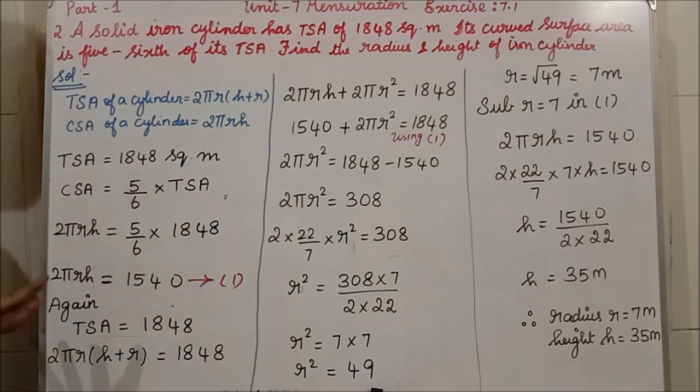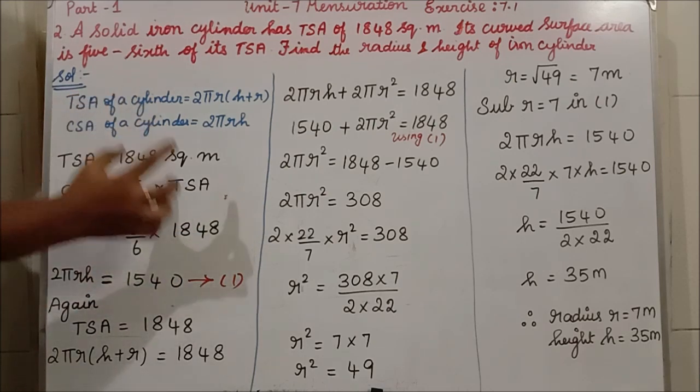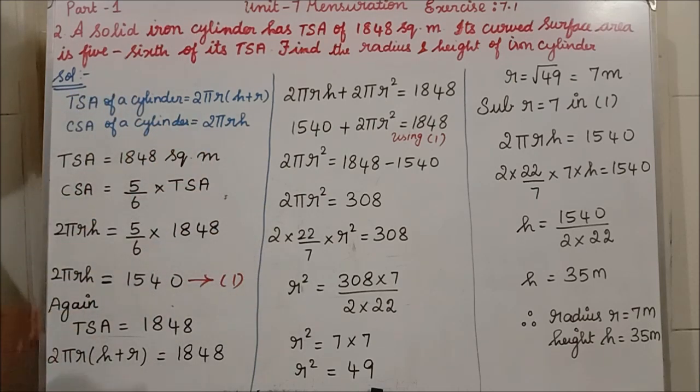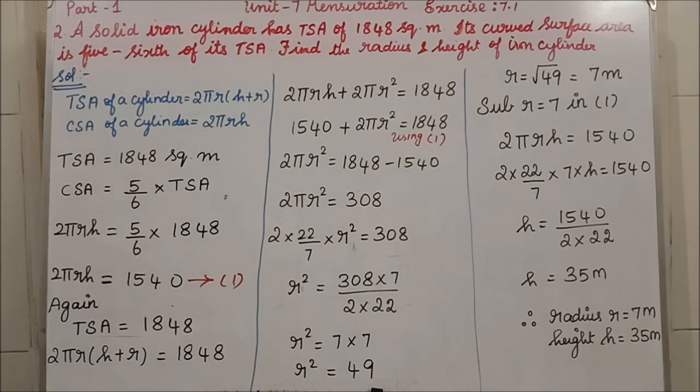What is the value they are given in the question? 1848. That is given in the question itself. Now if you see here, I am cancelling 6 and 1848. If I cancel, what value am I getting? See, I will show you the calculation. See the cancellation I have done. Like this, if you cancel, you will also get the answer.